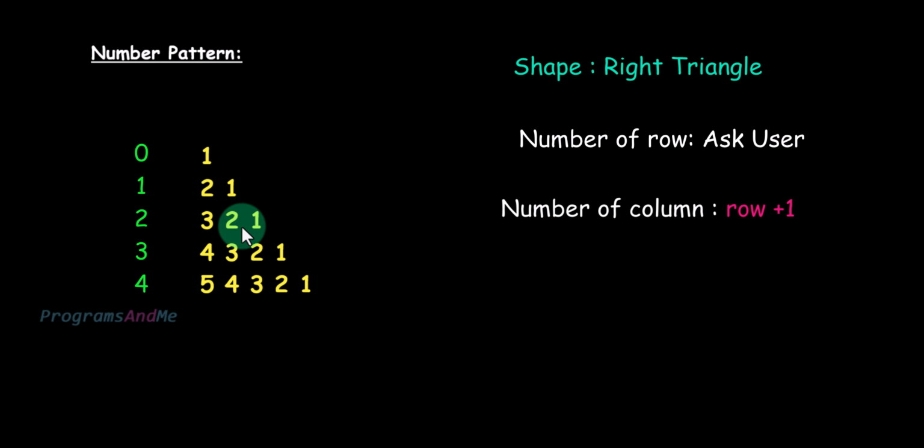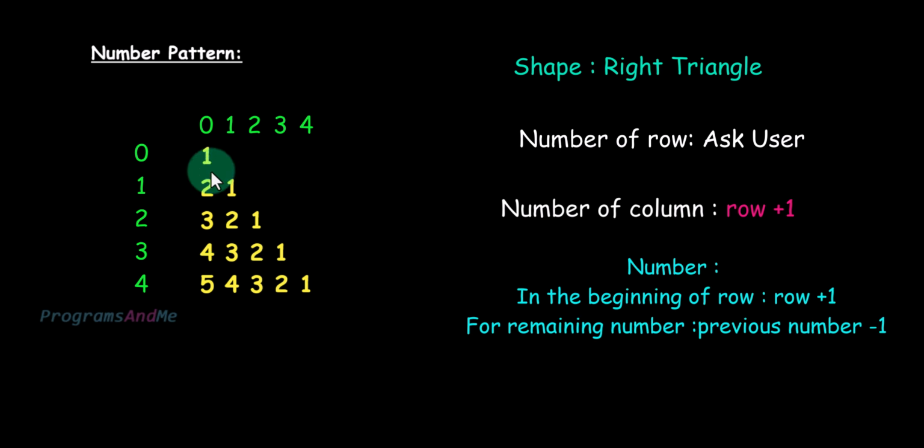And next, what about the numbers? How to print numbers? Here you can see in the first column of every row, if I take this as column 0, then the number we want: when row number is 0, we need 1. When row number is 1, we need 2. When row number is 2, we need 3. When row number is 3, we need 4. When row number is 4, we need 5. That is nothing but row plus 1, right? The number we want in the first column is row number plus 1.